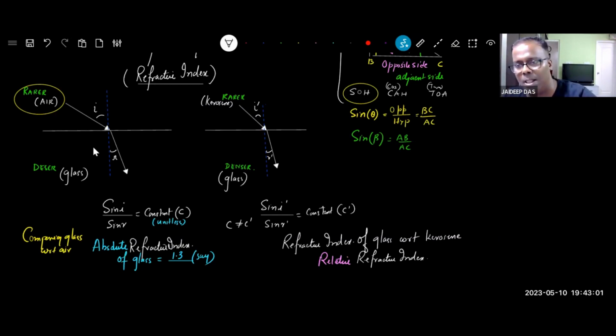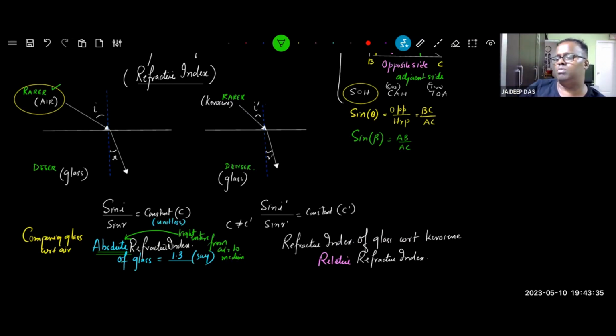Right? Are you understanding? So every time we find a data, now this is not yet complete. Just understand, you got the concept of absolute and relative. We use the word absolute when the refractive index is compared with air. If you have heard the word absolute, then understand that light enters from air to the medium, whatever the medium is. If someone says absolute refractive index, it means light enters from air.